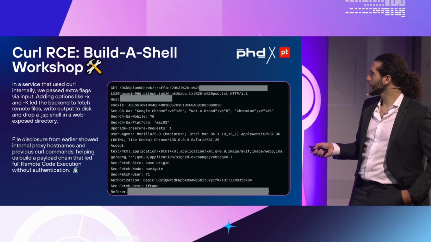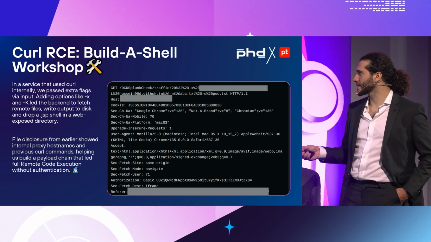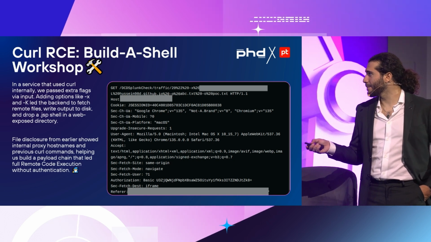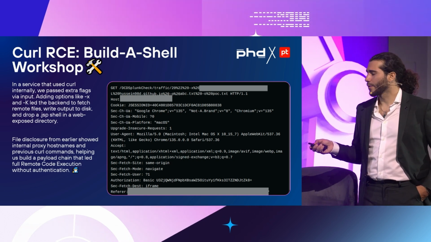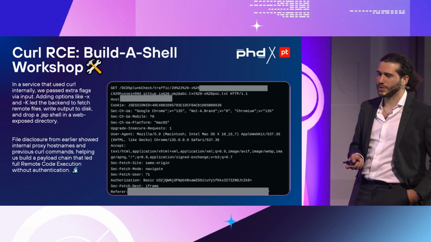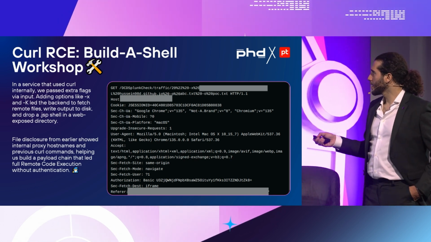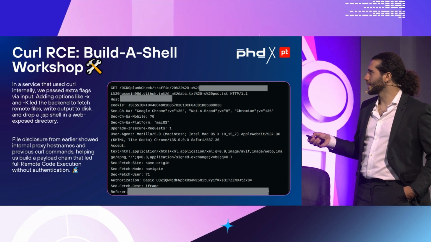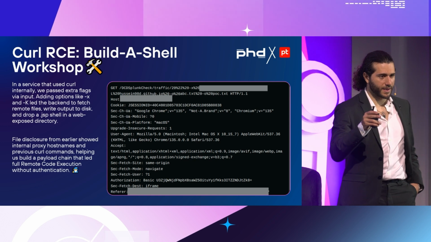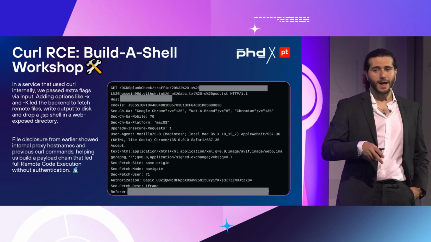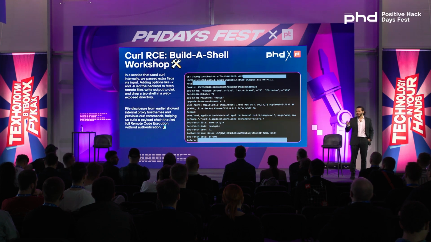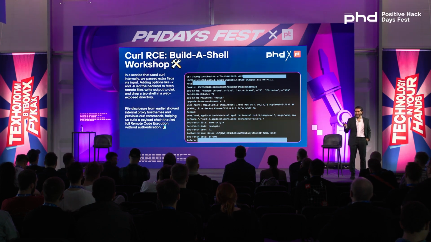So in a service that used curl internally, we passed extra flags via input. Adding options like -x and -k led the backend to fetch remote files, write output to disk, and drop a JSP shell into a web exposed directory. When we saw the initial feature, we started sending it some specific flags to see how it responds, and it dropped an error.